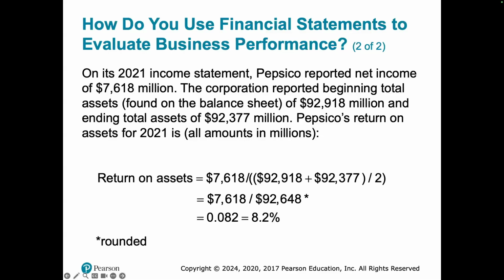So for return on assets, we have 7,618 million divided by the average of our balances. We take our first balance, 92,918, plus 92,077, divided by 2. That gives us 92,648 rounded, that's what the asterisk is. And we take 7,618 divided by 92,648, which gives us 0.082.